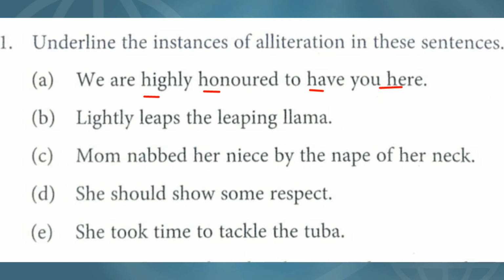Look at the next example: lightly leap, the leaping llama. So the beginning L sound: lightly leap, leaping llama. These are all examples of alliteration. Look at the third one: Mom napped her knees by the nape of her neck. The answer is napped, knees, nape, neck. The next example: she should show some respect. The answer is she, should, show, some.